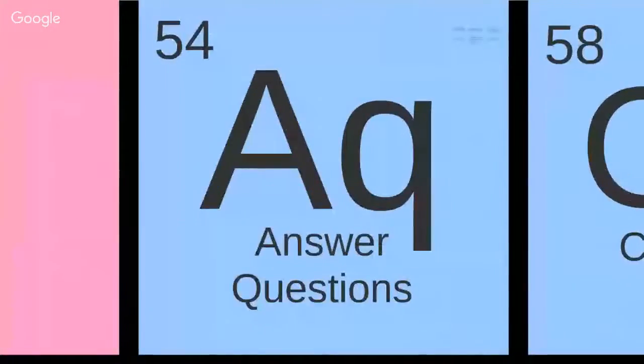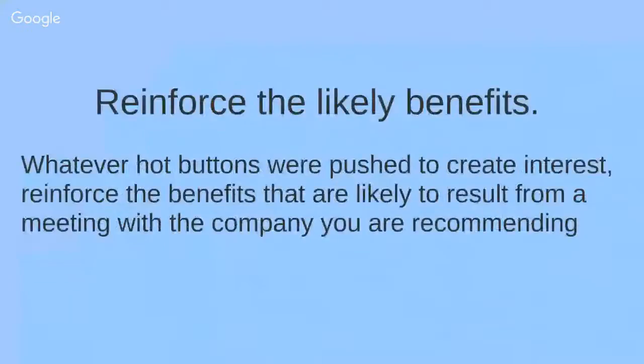So we've talked about creating interest. Now let's talk about how we answer the questions that will inevitably come up based on their interest. We want you to reinforce the likely benefits. So whatever it was that caused them to have interest, we want you to reinforce the benefits that are likely to result from meeting with the company that you're recommending. So let's talk about revenue. Maybe as they're talking about revenue, they want more money. They want more increase in revenue.